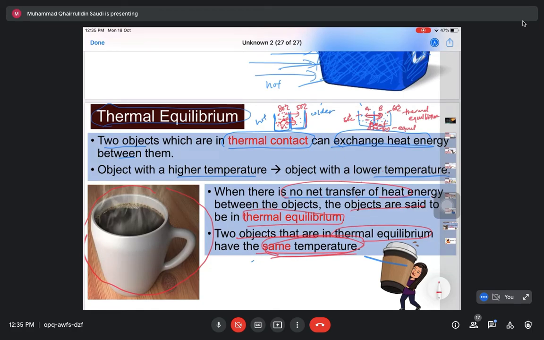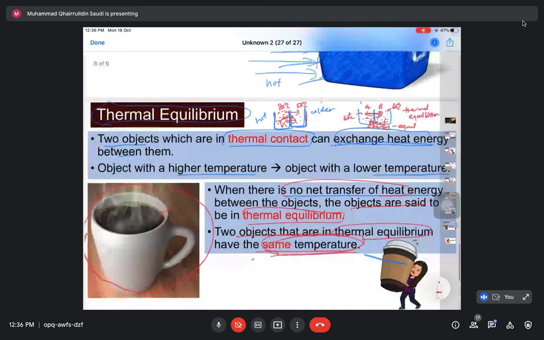The temperature of water and the air is equal. The air or the cup? Cup. Yes, okay. The temperature of the water and the cup will be the same, okay? Because the heat energy from the water, from the coffee, flow to the cup until they achieve thermal equilibrium. So when they achieve thermal equilibrium, the coffee in the cup will become colder, while the cup will become warmer. Okay, boleh?